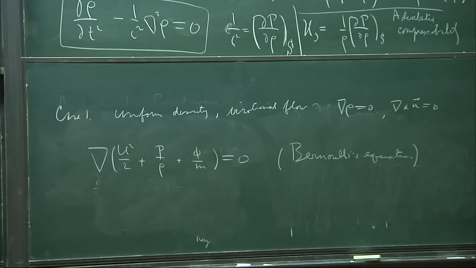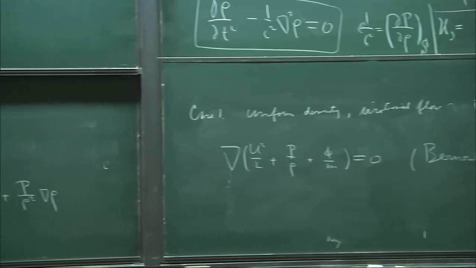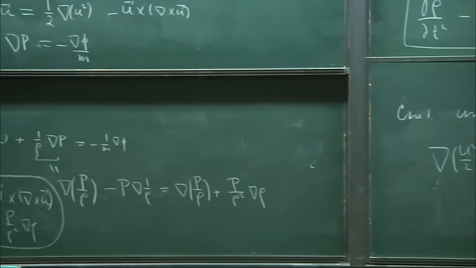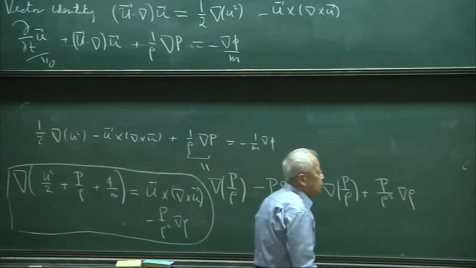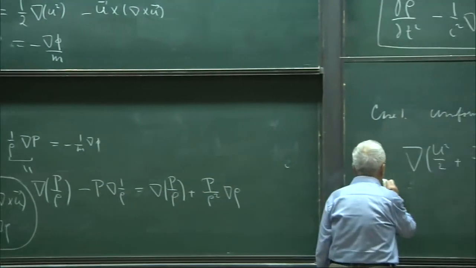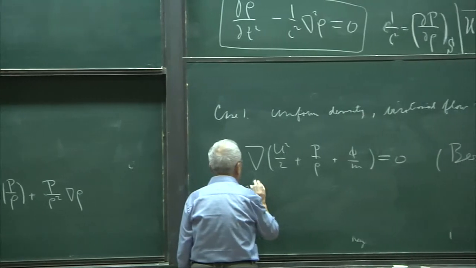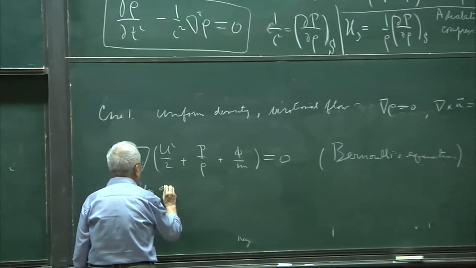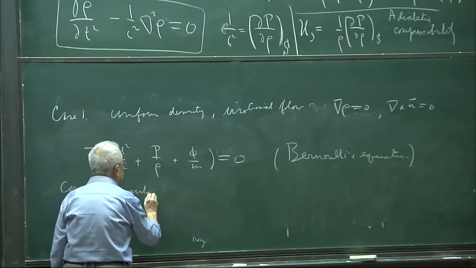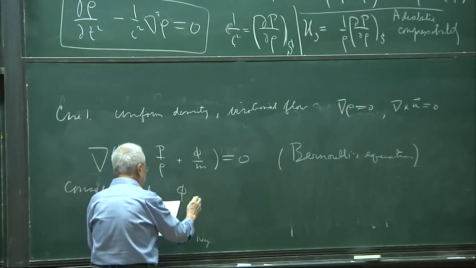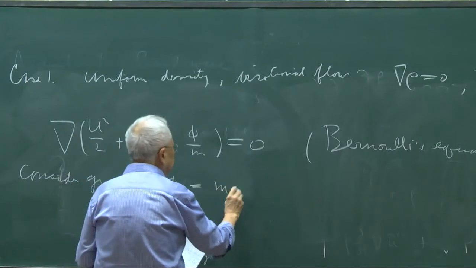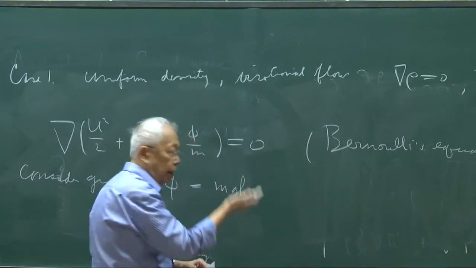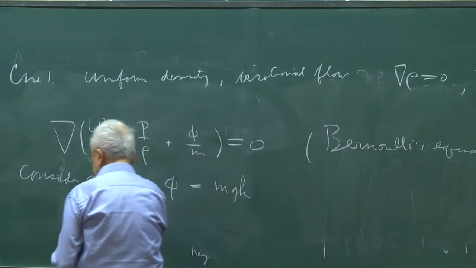This is very, I think you've seen it before. You can use it. For example, let's use it as an example. Consider gravity. Consider a liquid under gravity. If this is phi, phi is equal to mgh, where h is the height measured from the surface of the Earth.